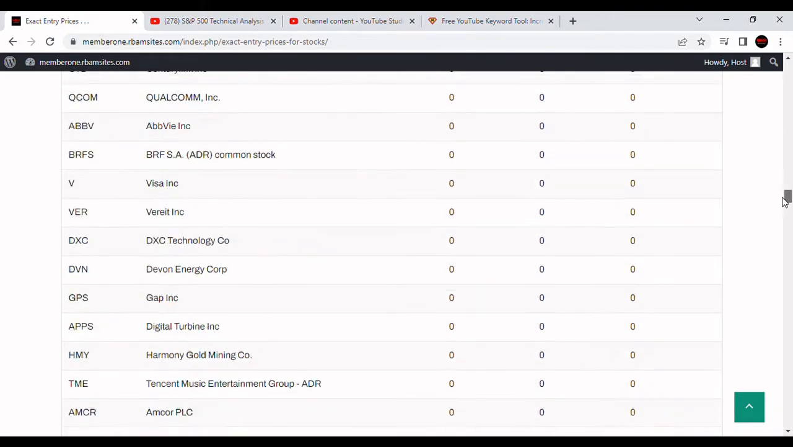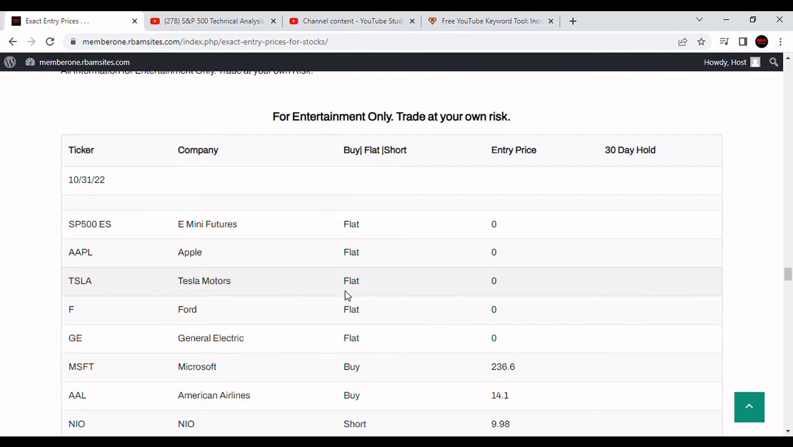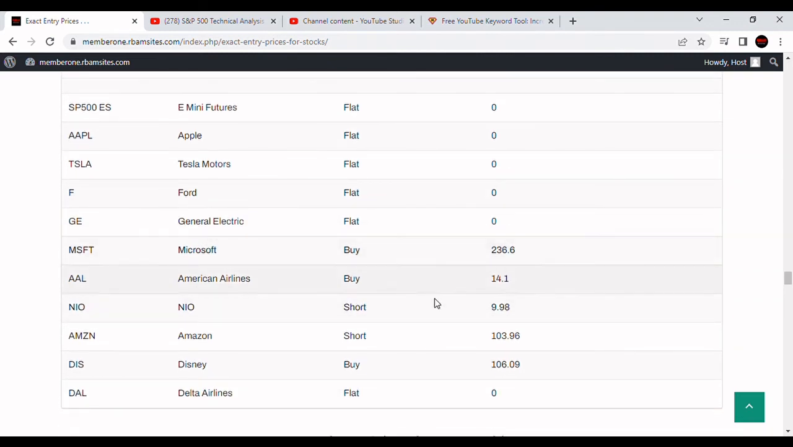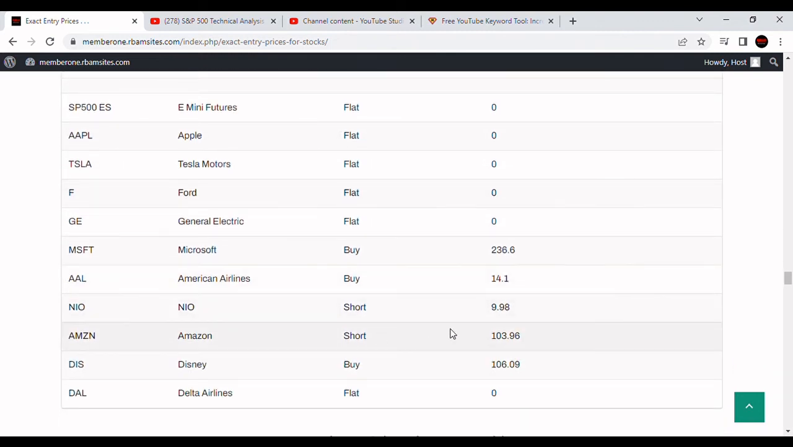You go down here and take a look at our trend following portion of this. We have the S&P 500 and another 10 stocks. You can see we've got the S&P 500 for tomorrow, the 31st, flat with no entry price, and it's been flat for quite a while. It's indeterminate as to what's going on with these major indexes, and especially the S&P 500. You can see Apple, Tesla, Ford, General Electric all flat tomorrow, and then Microsoft's a buy, American Airlines, and so forth. Basically all these stocks are extremely volatile and have been volatile all week last week. We'll see what happens this week.